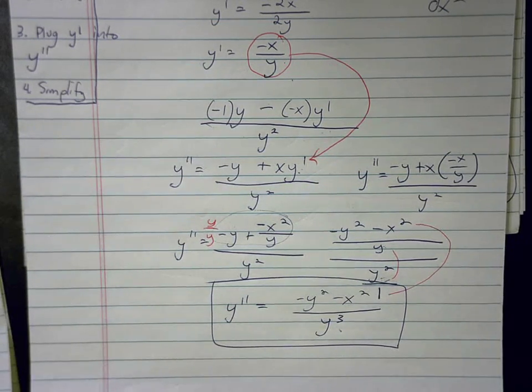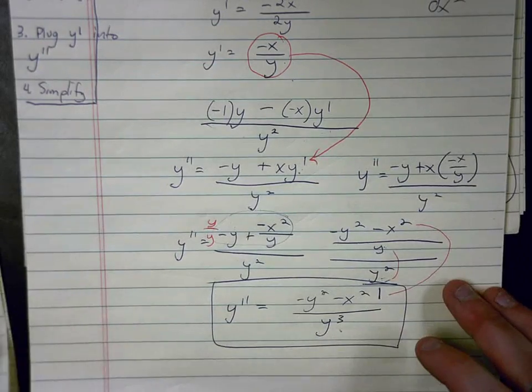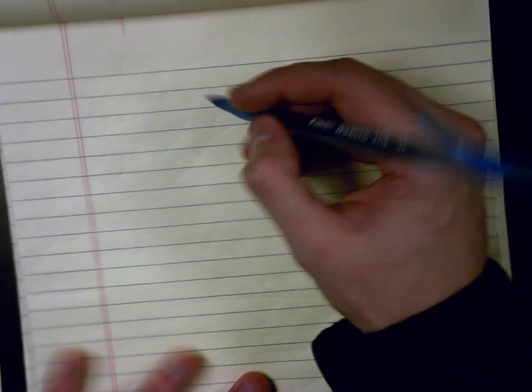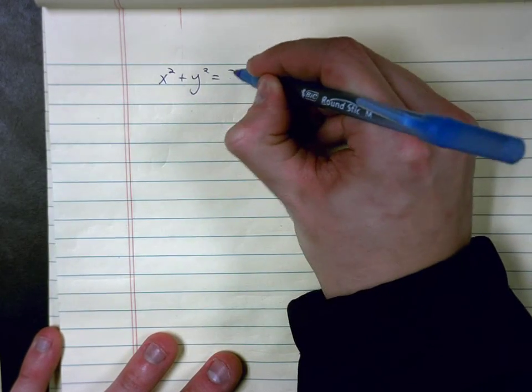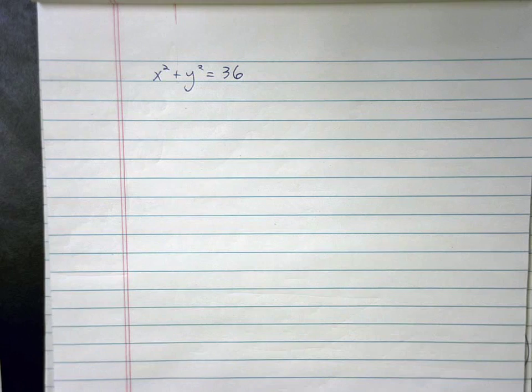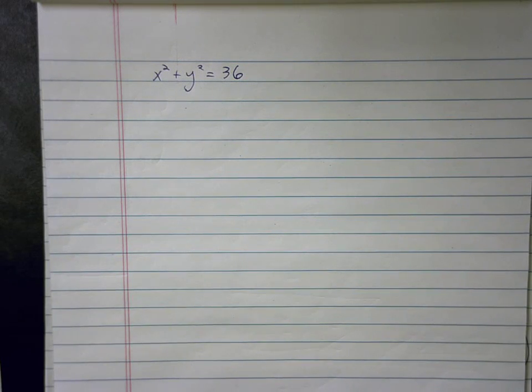Okay? So I want you to try one more example, and then we're getting close to our 15 minutes for this. So I want you to try, what problem? This one. Try that guy there. X squared plus y squared equals 36.